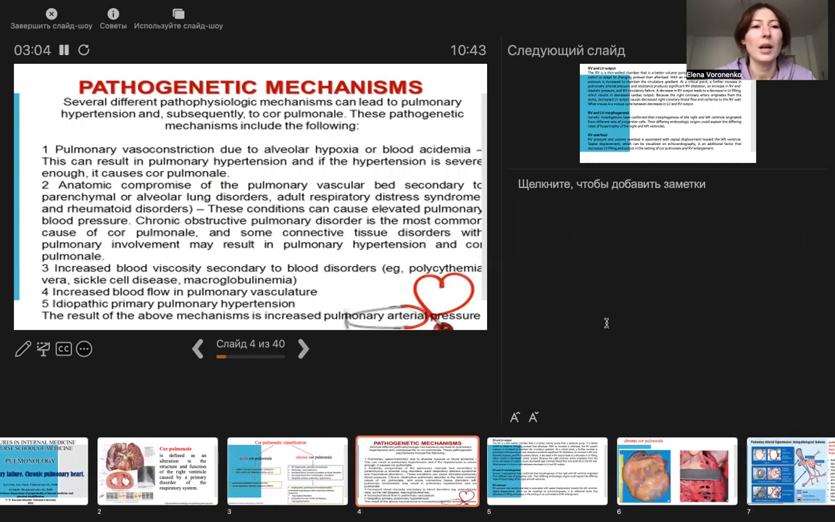Pathogenetic mechanisms. Several different pathophysiologic mechanisms can lead to pulmonary hypertension and subsequently to cor pulmonale. These pathogenic mechanisms include the following: pulmonary vasoconstriction due to alveolar hypoxia or blood acidemia. This can result in pulmonary hypertension, and if the hypertension is severe enough, it causes cor pulmonale.